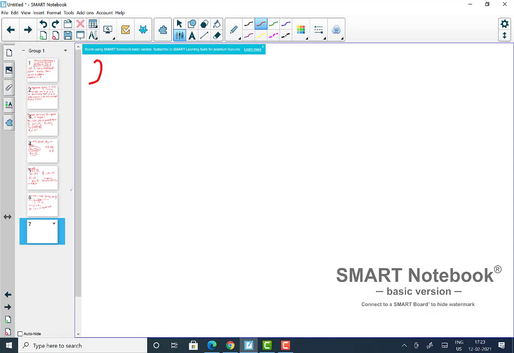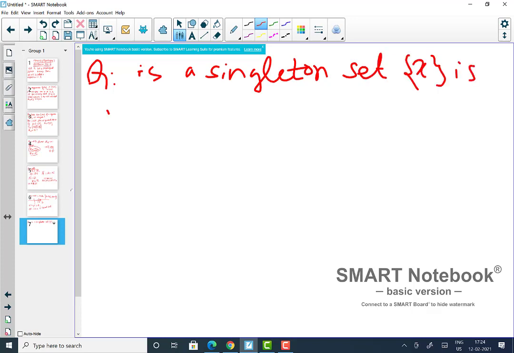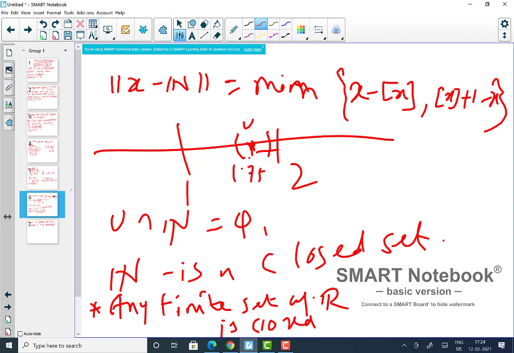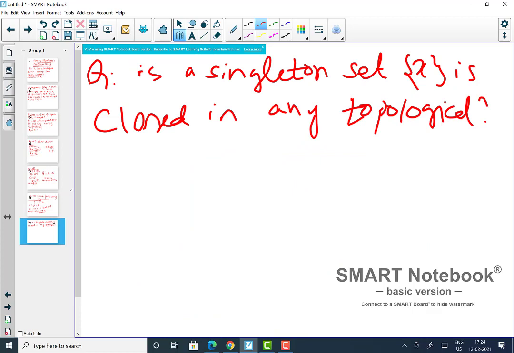so this is another question I'm asking. Is a singleton set, say {x}, closed in any topological space? Is it always closed? For example, I have given an example here that the natural numbers are closed, and any finite set of natural numbers, right? So you can say that any finite set of real numbers R is closed, right? With respect to, obviously, the usual topology. When I say R, I am assuming the usual topology. Okay, so can it be the same for a general topological space?